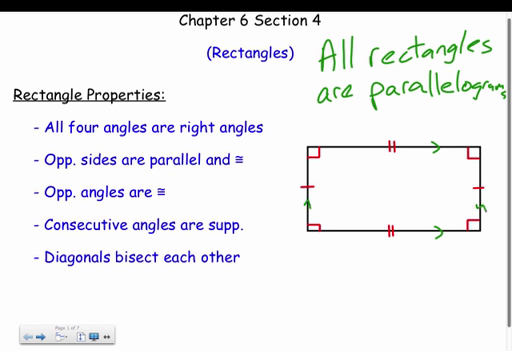Okay, so that works. Opposite angles are congruent. Yep, these work here. And diagonals bisect each other. They would here as well. So everything works for rectangles. That works for parallelograms. The only difference in a rectangle is that all four angles are right angles. So this is the only difference right here that makes it a rectangle compared to a parallelogram. Otherwise, everything else is the same if you look at those properties.